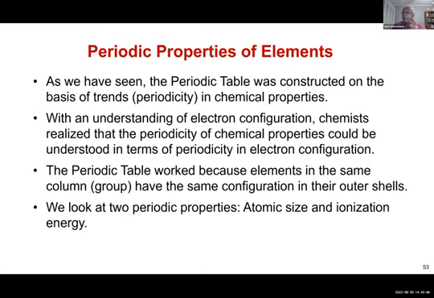Now, I wanted to finish up these slides for today, because we have to start reviewing next class period. Let me do it quickly. The periodic properties of elements, as we see in the periodic table.